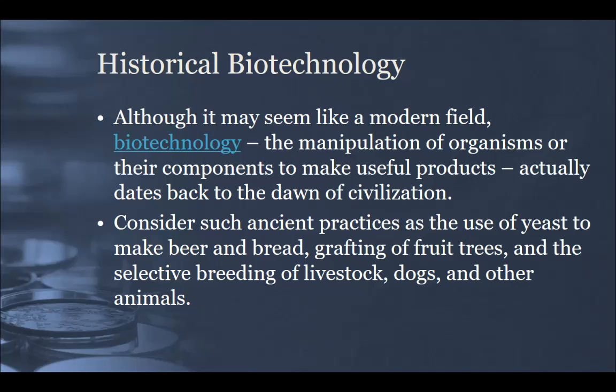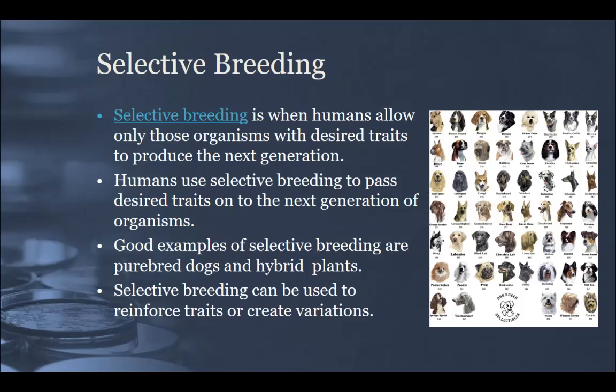So let's go ahead and start out with our historic modes of biotechnology. The first is what we call selective breeding, and this is when humans choose which organisms breed to produce the desired traits for the next generation. Humans use selective breeding to get what they want from the organisms that they have.